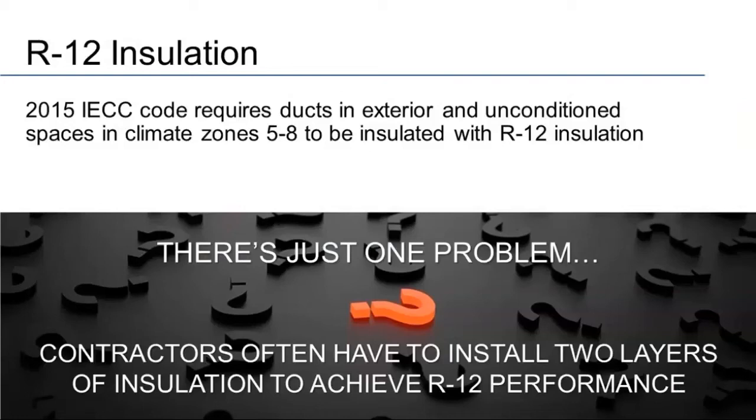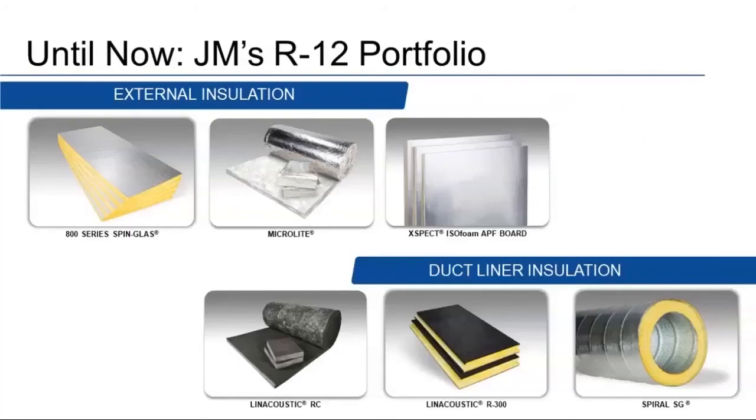This code requires ductwork in exterior and unconditioned spaces in climate zones 5 through 8 to be insulated with R12 insulation. And historically, contractors have had to install multiple layers of insulation to attain R12 performance. And that's until now. So we actually have a whole portfolio of products that can provide R12 performance.